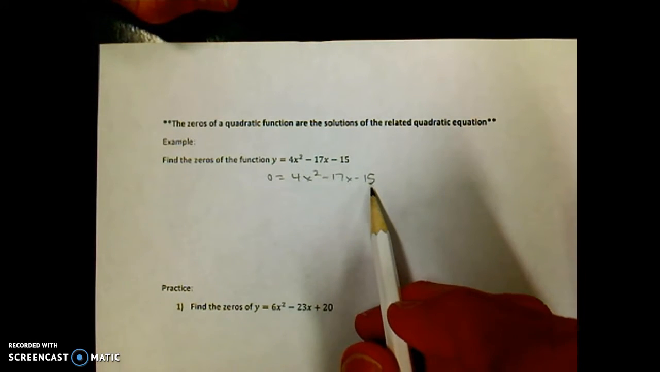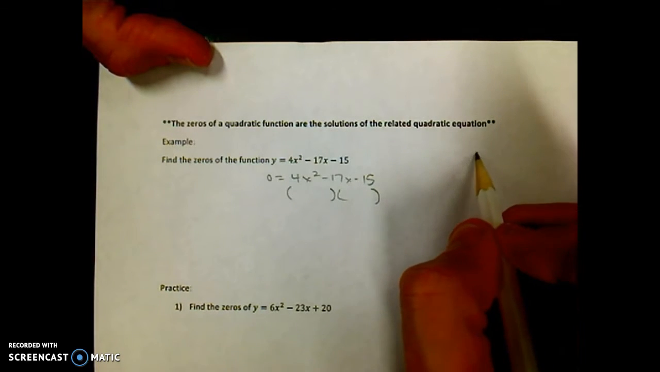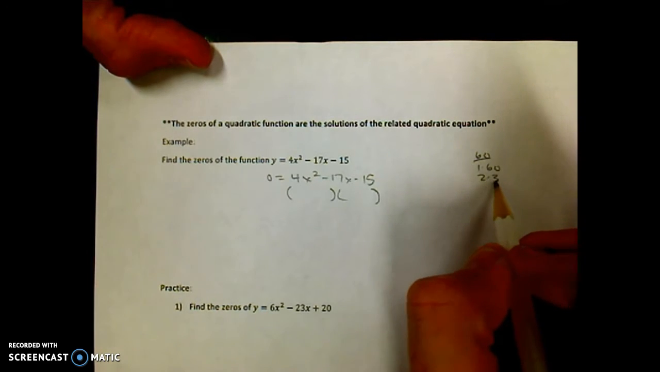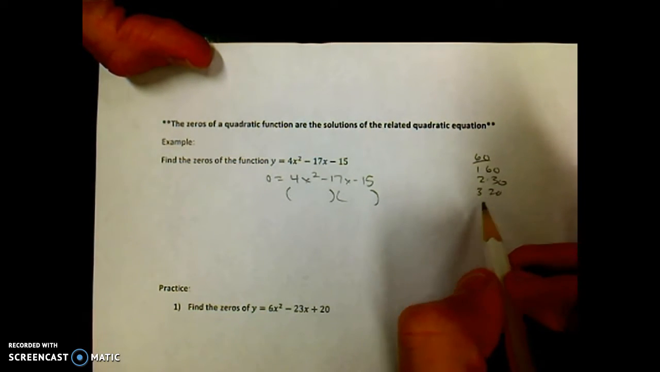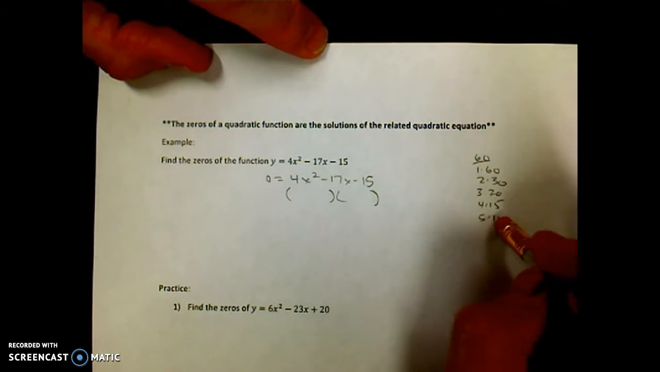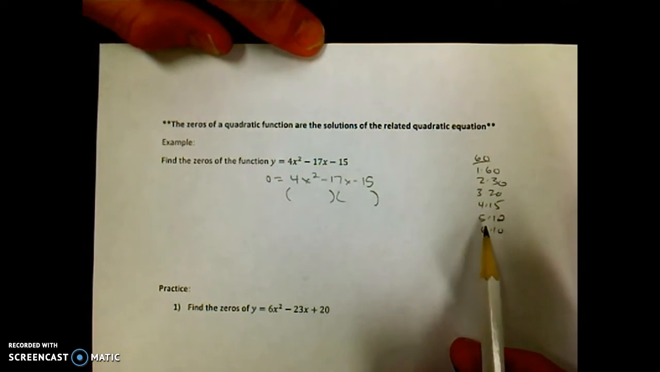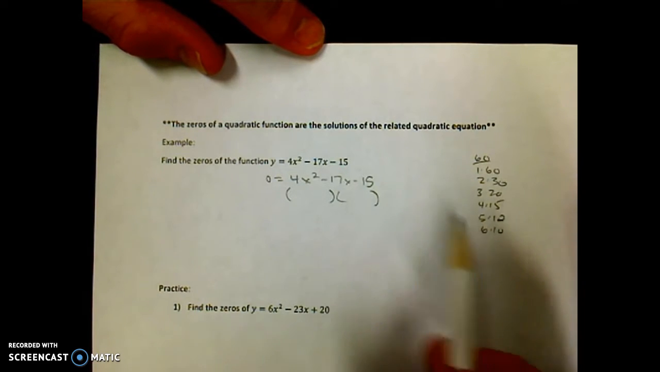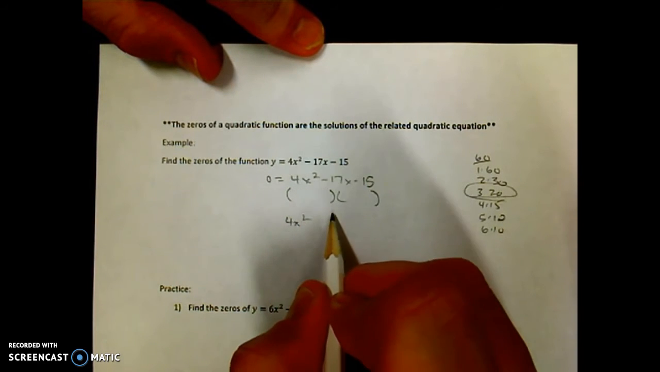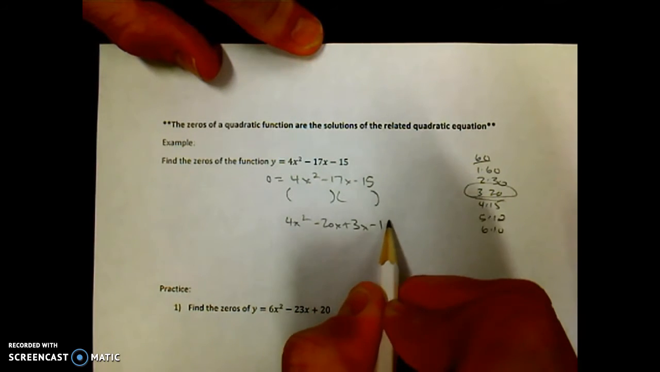Now I can use the zero product property. Factor this side. Well, 4 times 15, that's 60. We just did factors of 60 a minute ago. 1 and 60, 2 and 30, 3 and 20, 4 and 15, 5 and 12, 6 and 10. So two factors of 60 that subtract to make 17, that's 3 and 20. So 4x squared, the 17x I'm going to replace with minus 20x plus 3x, and now minus 15.